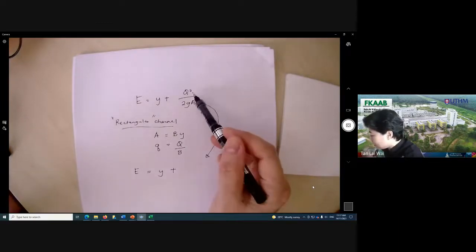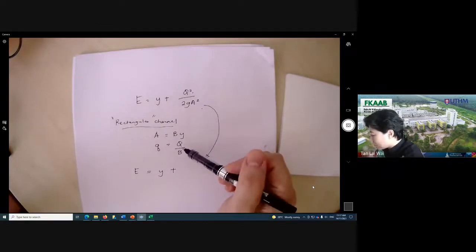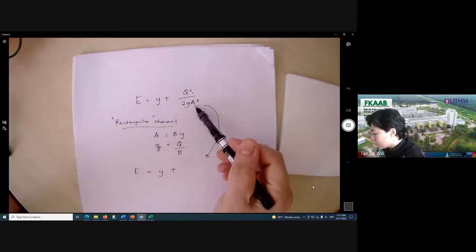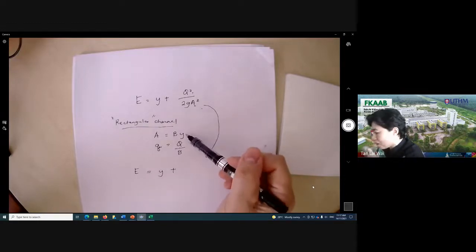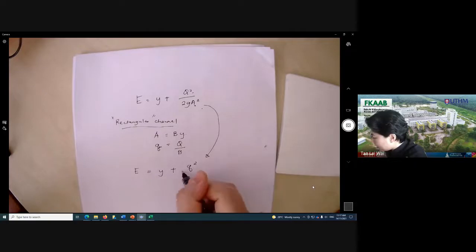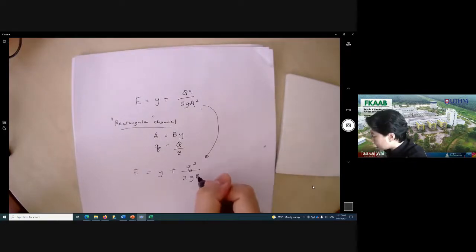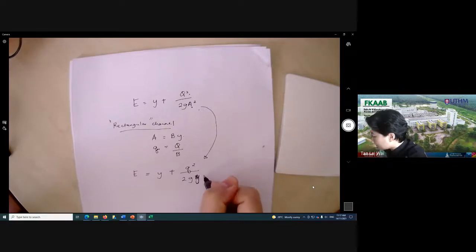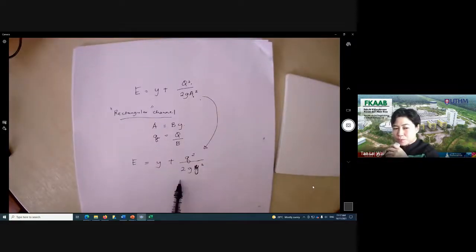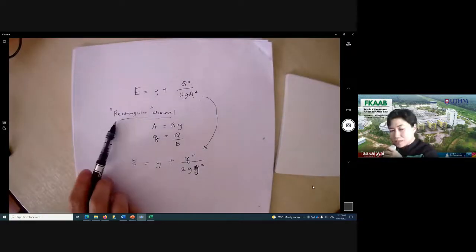What would happen is Q squared divided by b squared gives lowercase q squared, the discharge over unit width, and A squared divided by b squared gives y squared. So you can use this expression only for a rectangular section.